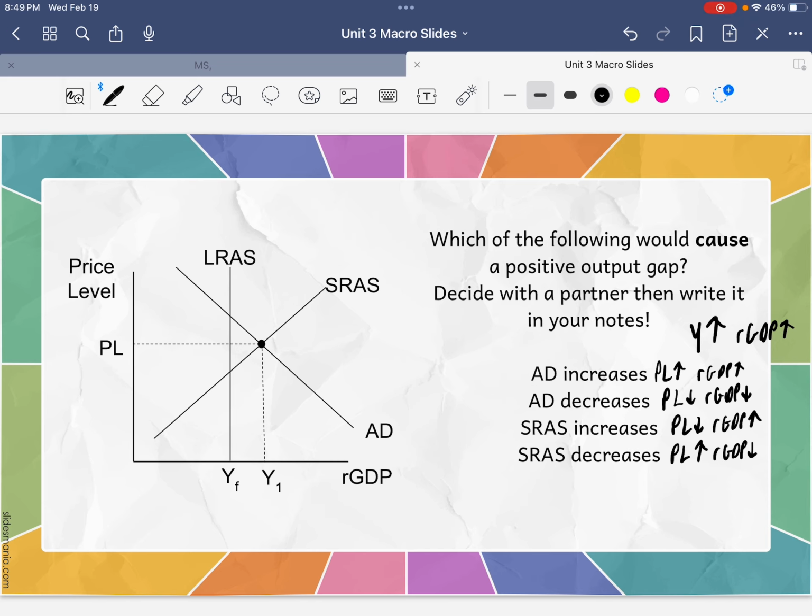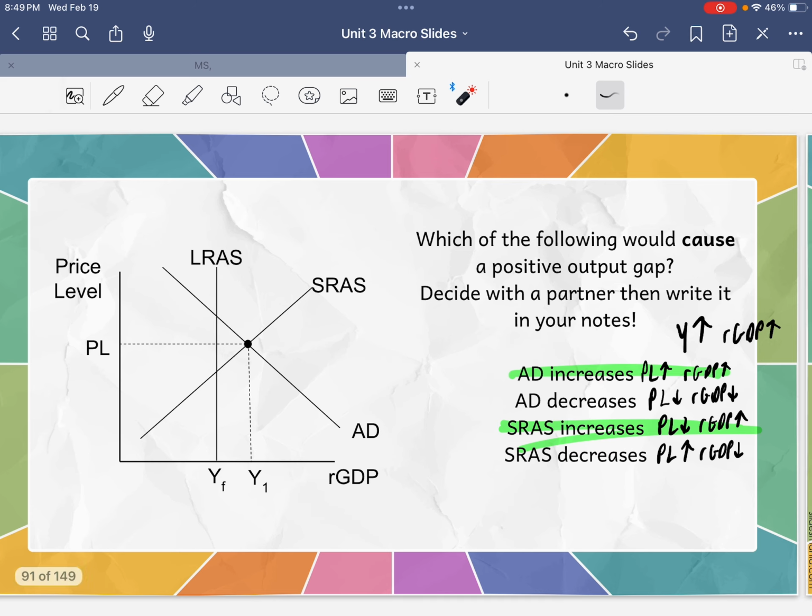Okay, so when we're taking a look at that, we need to find one that would cause our output to spring up positively above where it should be. So which ones do output go up? This one and this one. And so if we were to be ever asked what would cause a positive output gap, they wouldn't just give you these options. They would give you something that would cause AD to increase or cause SRAS to increase. So they would say like increase military spending, increase autonomous investment spending, increased productivity, increased technology. Those sort of things can cause a positive output gap up above our capabilities.